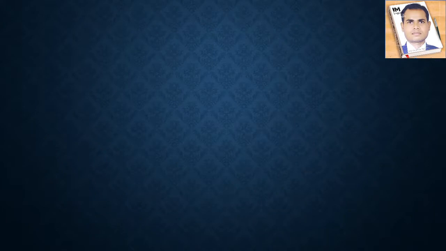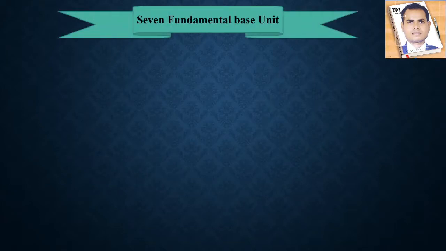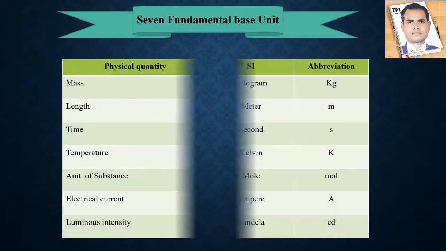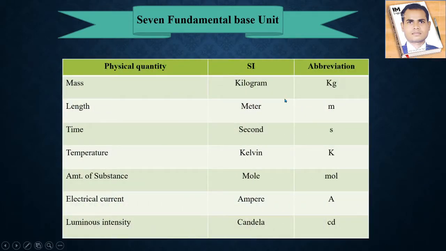In this subject, during some calculations, we use some basic units. They may be SI systems or CGS systems. First of all, we have to see the 7 fundamental basic units, which are physical quantities. The first is mass, and the SI unit is the kilogram, abbreviated kg.